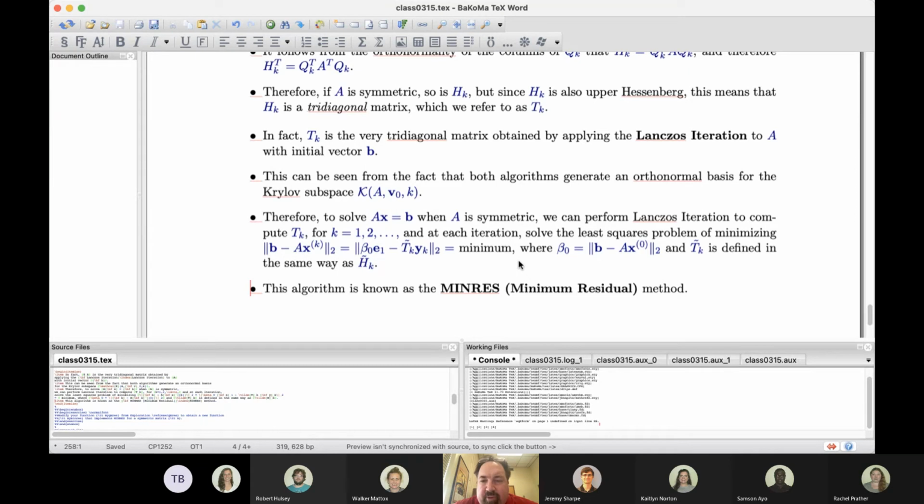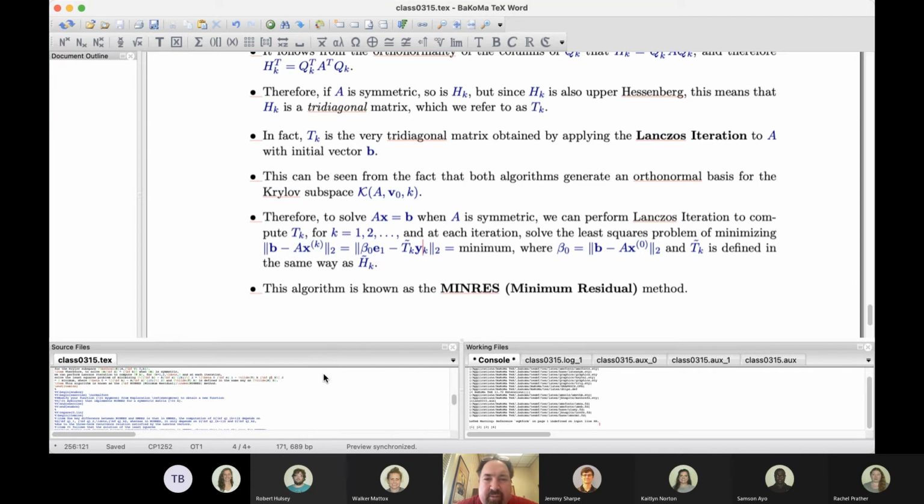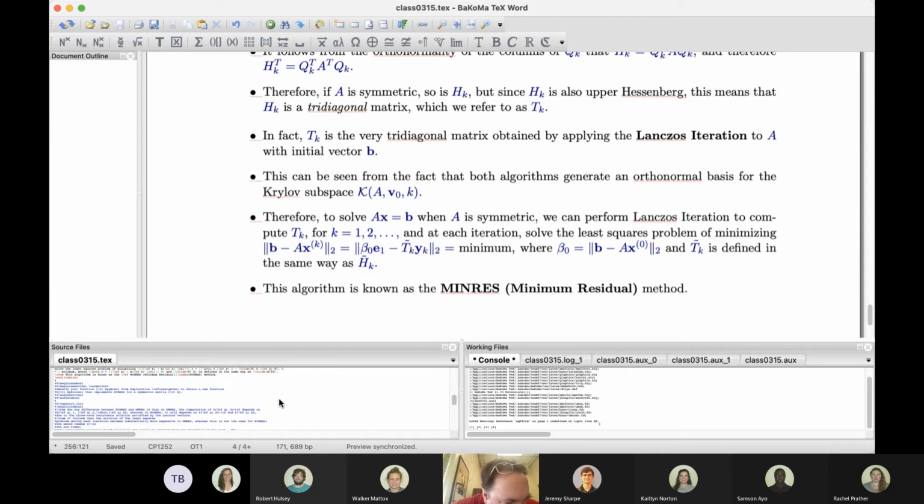We performed Lanczos iteration and solved this full rank least squares problem involving a tridiagonal matrix TK tilde, where TK tilde is like HK tilde. We have one extra row. And then that method, MINRES, was extended to the unsymmetric case, and that's what gives us GMRES. So here I'm going backwards. I'm showing you GMRES and then saying, okay, now if A is symmetric, we have a special case of that, and that's MINRES.